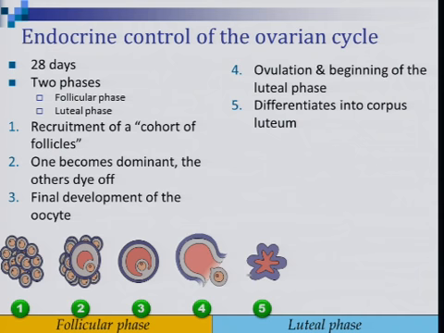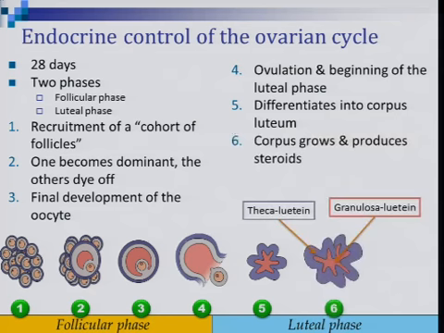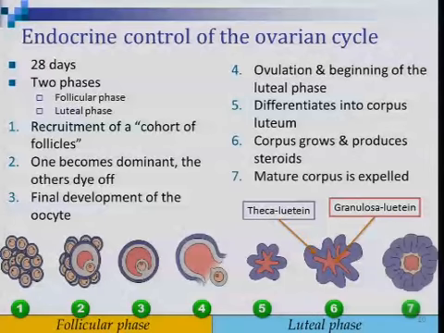The follicle now differentiates into a structure called the corpus luteum. And this corpus will grow, it's highly vascularized, and it will produce steroids, a very large amount of steroids. Eventually, feedback inhibition reduces the amount of steroids the corpus can produce. It differentiates into a corpus albicans and is expelled.